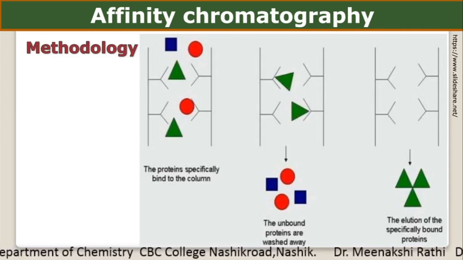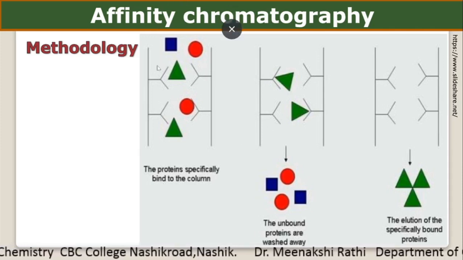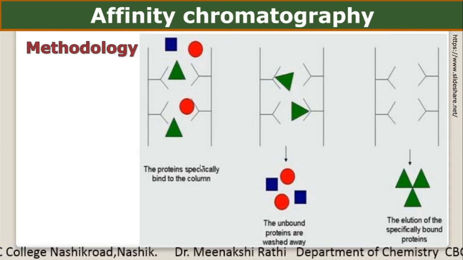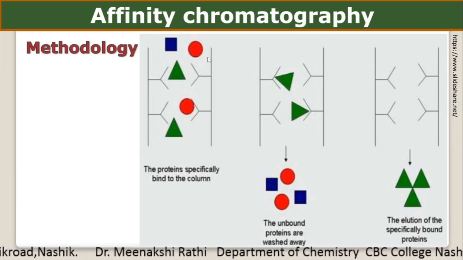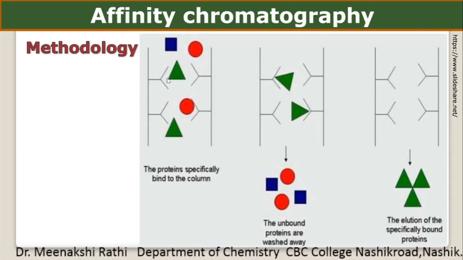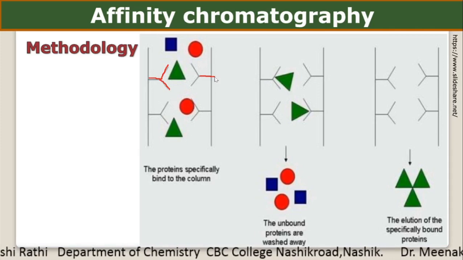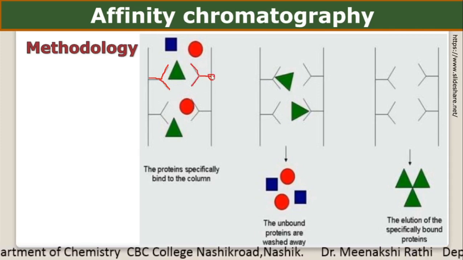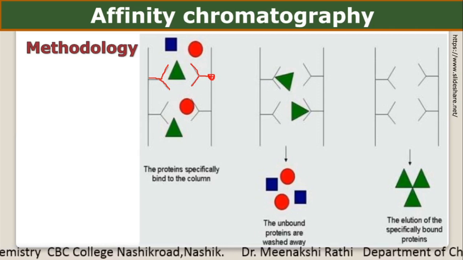In the first step, to an inert porous matrix, now this is the matrix filled in the column. Again, it is an example of column chromatography. First, the column is filled with the porous inert matrix, and to this inert matrix, these ligands are attached. These are the ligands. These ligands are immobilized, attached to the matrix through covalent bond, so they cannot be removed easily.